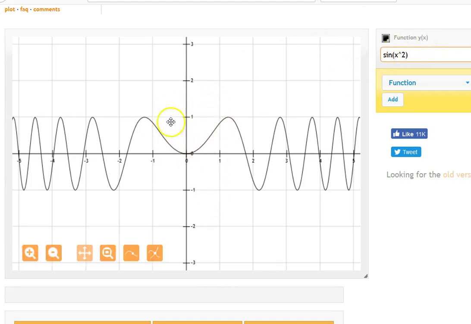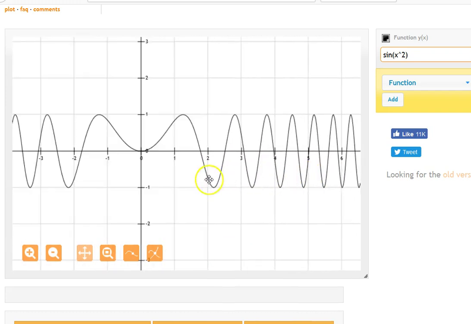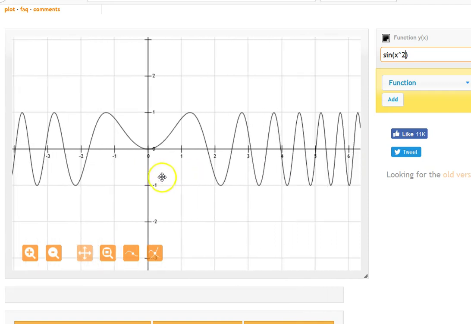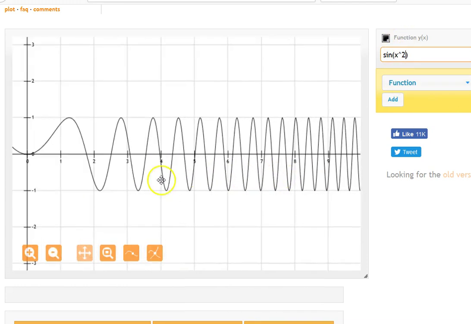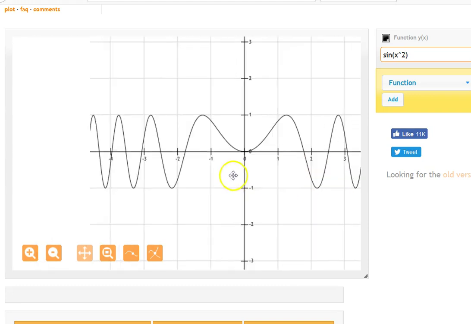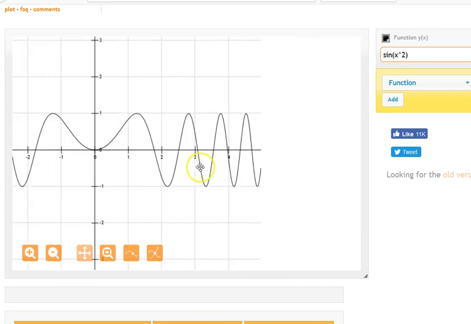Notice that if I start moving along my x-axis, it gets thinner and thinner and thinner. The periods get shorter and shorter and shorter, which makes sense if you start thinking about it, because my x squared is going to get higher and higher really, really fast. And so the time it takes to go from one period to the next should be shorter as I move along, as my x squared changes more rapidly.